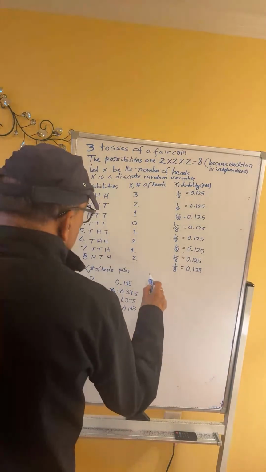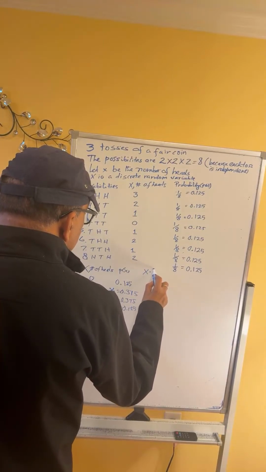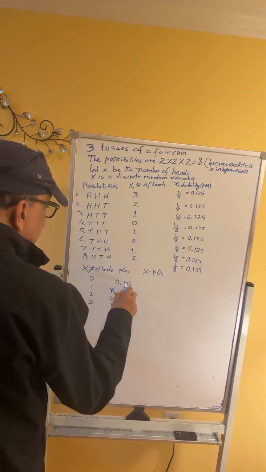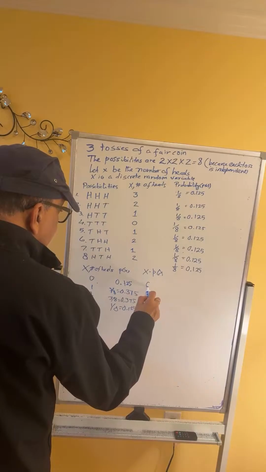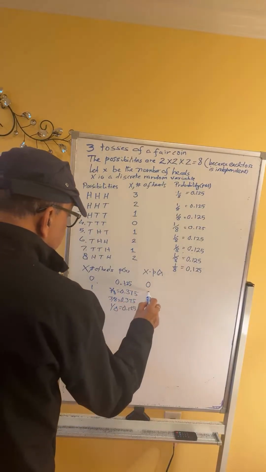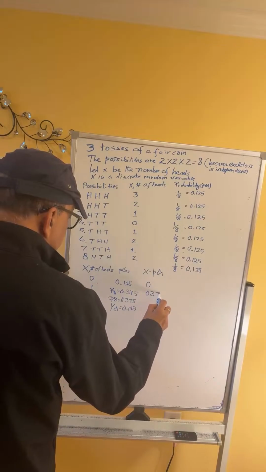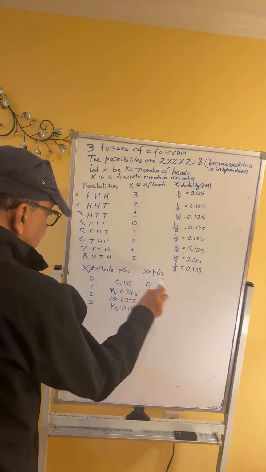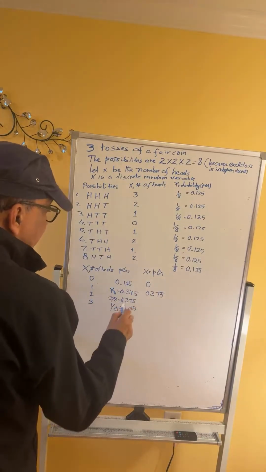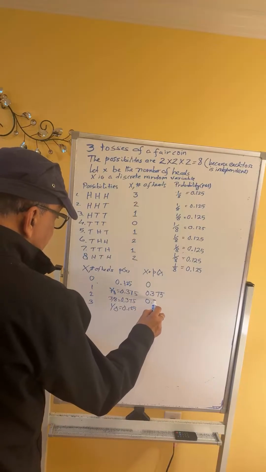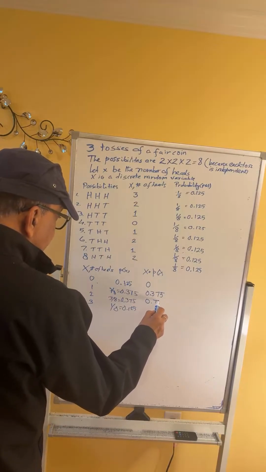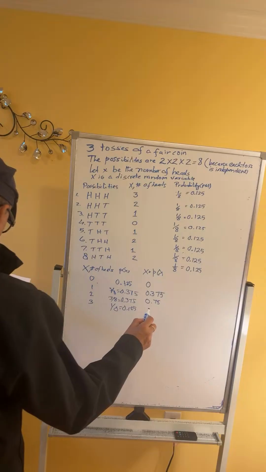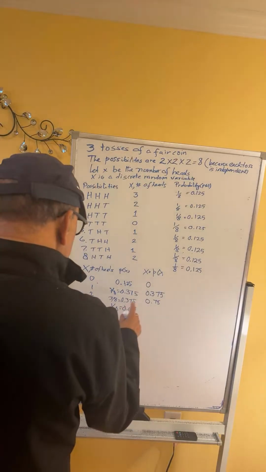Now, let's do x multiplied by p of x. X multiplied by the corresponding p of x. 0 times 0.125 is 0. Then 1 times 0.375 is 0.375. Okay? X is 1. Then the next one is 2 times 0.375 is 0.75. Let me make sure. Yep. Okay. So this is 2.